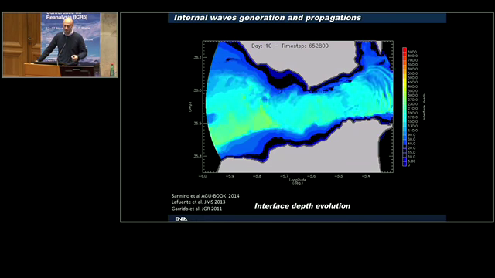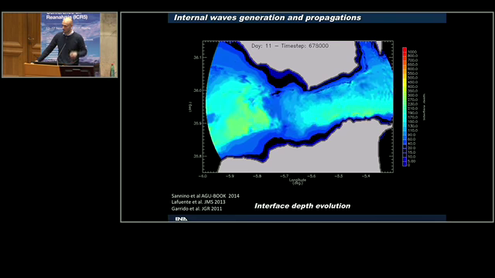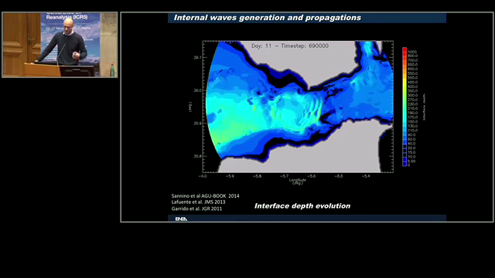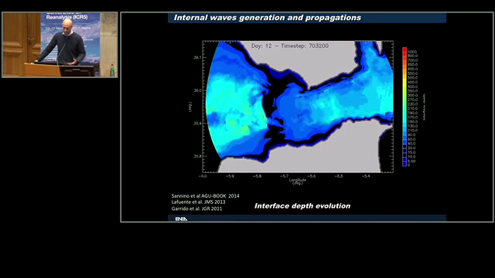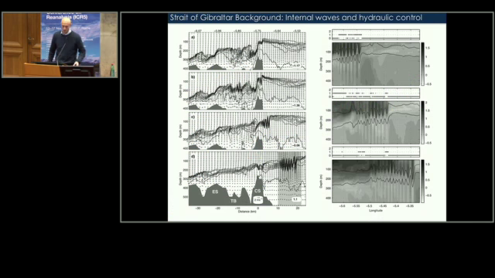So you see here the generation and propagation of internal tides within the Strait of Gibraltar. So we can do that now. This is done with the MITgcm in a non-hydrostatic version. And you see in the vertical the generation and propagation of internal bores within the Strait of Gibraltar. So we know that the state-of-the-art models are able to reproduce all this stuff.